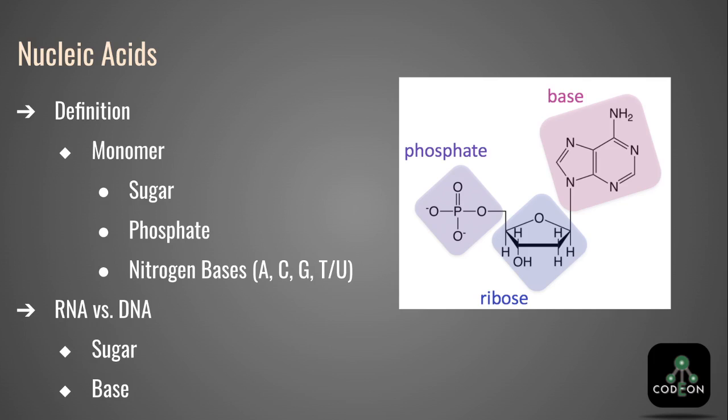And then another difference is obviously the sugar. In RNA, it's going to be ribose, which has an oxygen off the 2' carbon, while deoxyribose does not have an oxygen there. So I think this picture was actually a mistake. This is supposed to be deoxyribose.